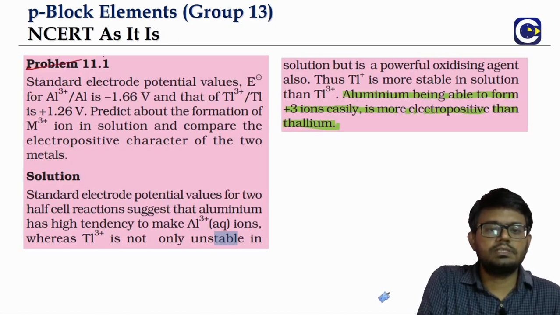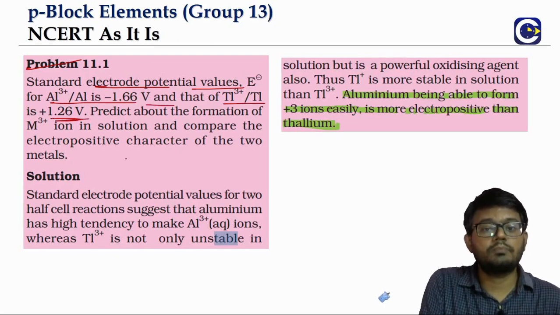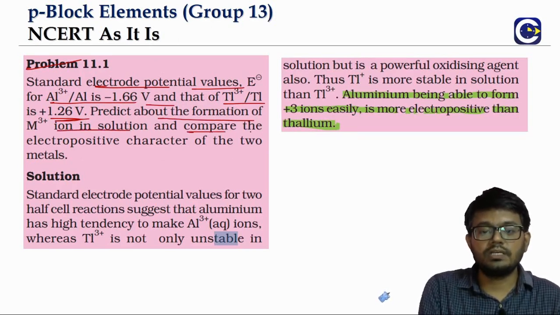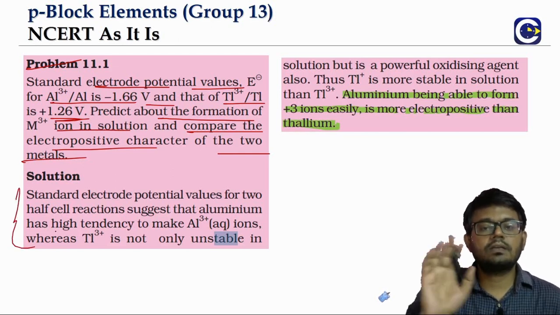Now look at this question. This is a textbook question. The standard electrode potential of aluminum is minus 1.66, we have seen the table, and thallium plus 3 is plus 1.26. Predict the formation of M3 plus ion in solution and compare the electropositive character of the two metals. So what can we conclude?